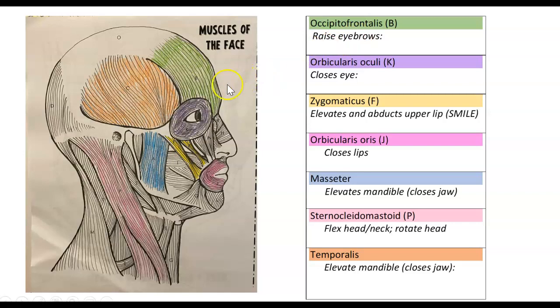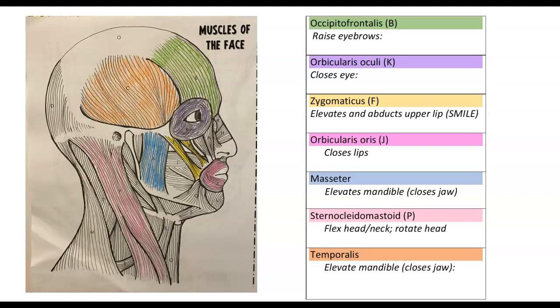get to know them. Then you have your orbicularis oculi, which is letter K here, around the eye. This allows you to close your eyes or wink. Right? You're going to wink at the person sitting across the bar. And then you've got the zygomaticus, which is located right here, letter F. These are going to elevate and abduct your upper lip, which allows you to smile.